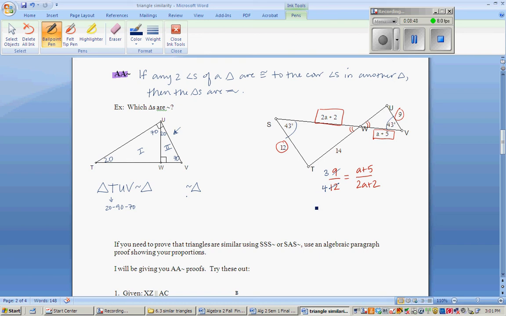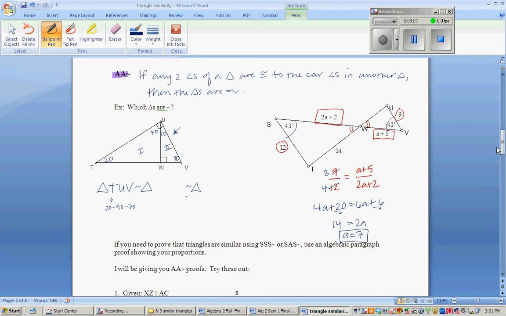Let's cross multiply. 4a plus 20 is equal to 6a plus 6. If we solve this, we're going to get 2a. I'm going to subtract 6, get 14, and conveniently, a works out to be 7.